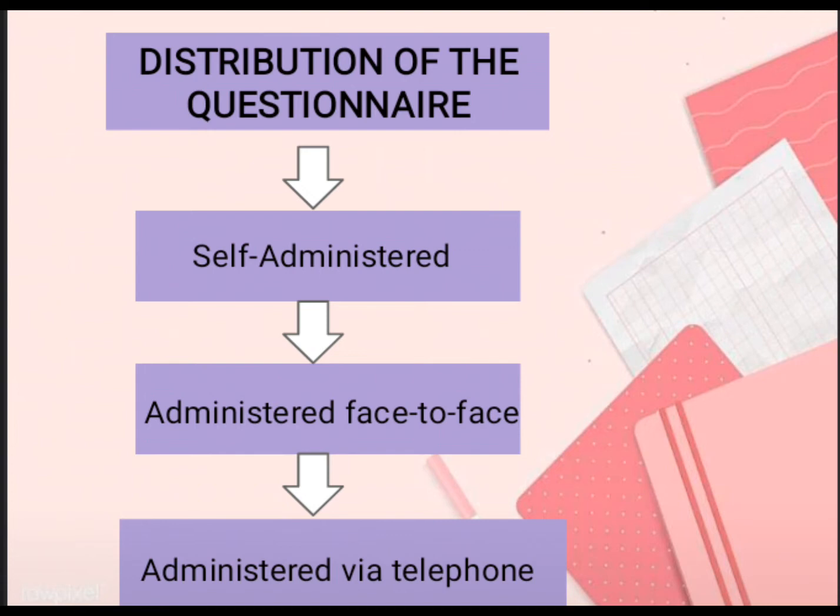The questionnaire can be self-administered, which means that the respondents are asked to complete the questionnaire themselves. It can be administered face-to-face to respondents by researchers, or administered to respondents via the telephone by interviewers. The self-administered questionnaire can be mailed or electronically transmitted via email or the web.